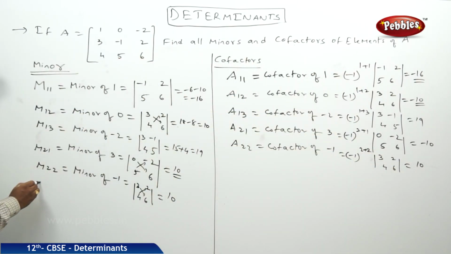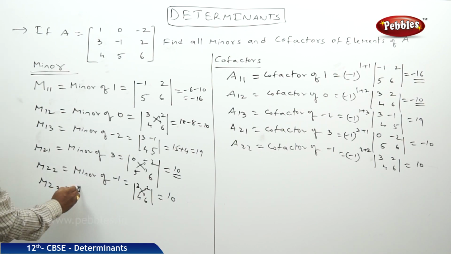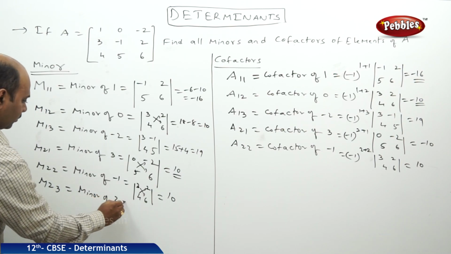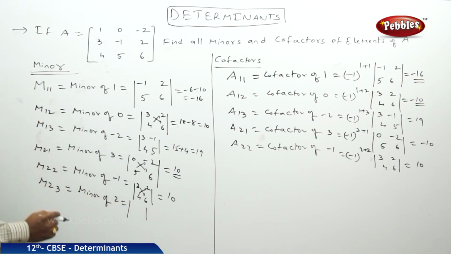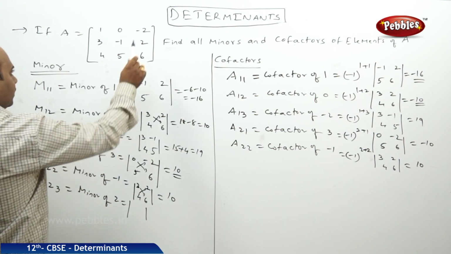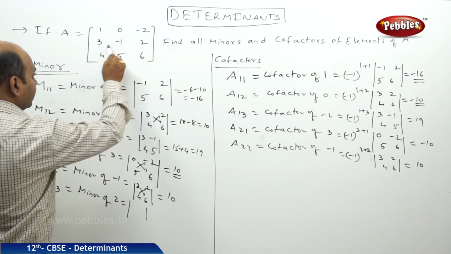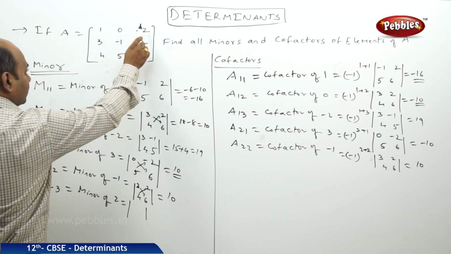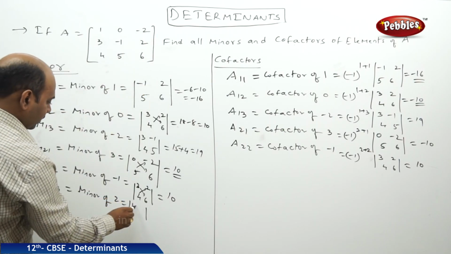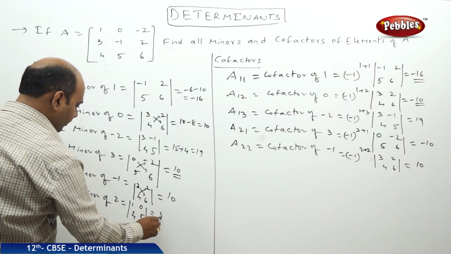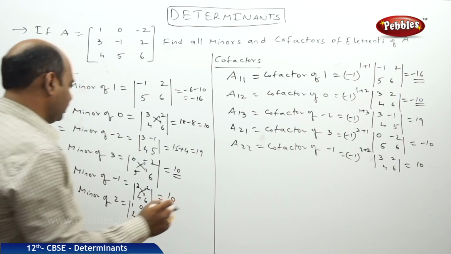Similarly, M23. M23 means minor of 2. Sorry, minor of 2 is equal to the determinant obtained by deleting the corresponding row and corresponding column. So there remains 1, 0, 4, 5. So 5 minus 0, it will be 5.